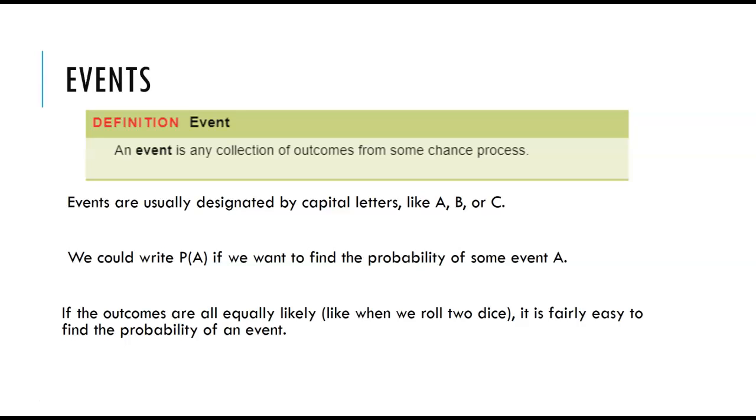An event is any collection of outcomes from some chance process. So events are usually designated by capital letters like A, B, or C. For shorthand, we could write the probability of A as P of A if we want to find the probability of some event A. If all the outcomes are equally likely, which is what we're starting with when we roll two dice or draw from a deck of cards, it is fairly easy to find the probability of an event. Make sure you've paused the video and written the definition of an event.